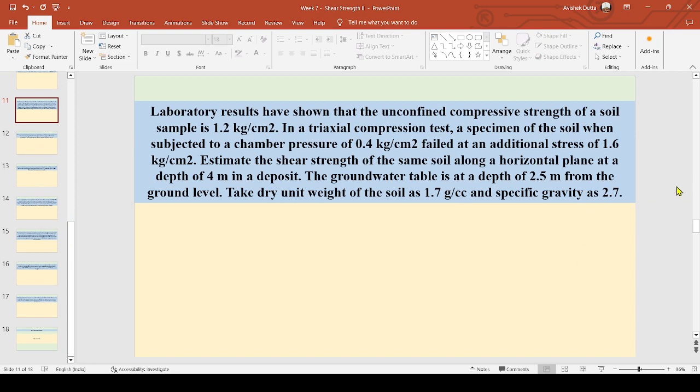Laboratory results have shown that the unconfined compressive strength of a soil sample is 1.2 kg per centimeter square. In a triaxial compression test, a specimen of the soil, when subjected to a chamber pressure of 0.4 kg per centimeter square, failed at an additional stress of 1.6 kg per centimeter square.